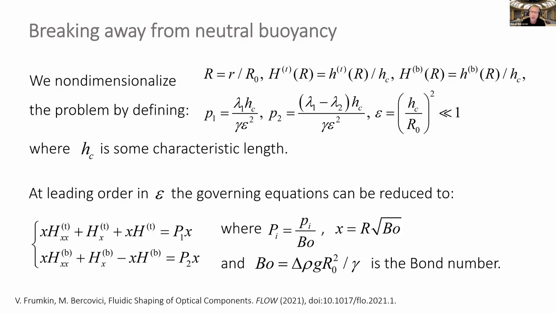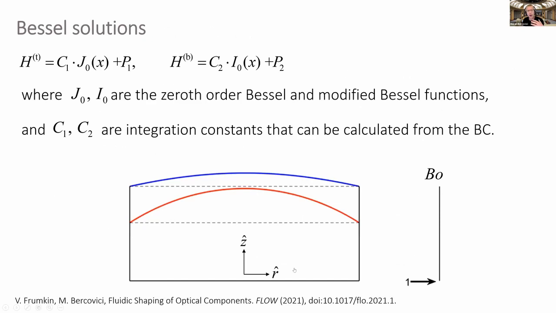When we use this as a small parameter and linearize the equations, we get a pair of Bessel and modified Bessel equations, where these are governed by the bond number, which is essentially a non-dimensional version of the inverse capillary length. But for us, this represents how much we deviate from neutral buoyancy. And so, not surprisingly, with Bessel functions, we get Bessel solutions.